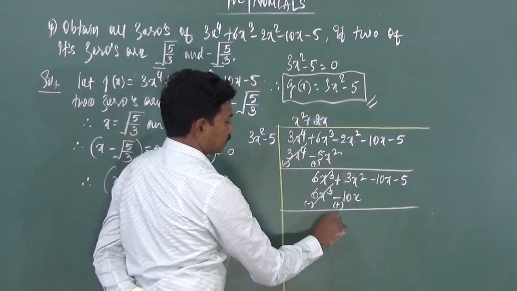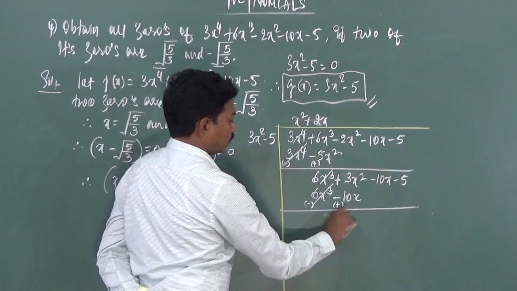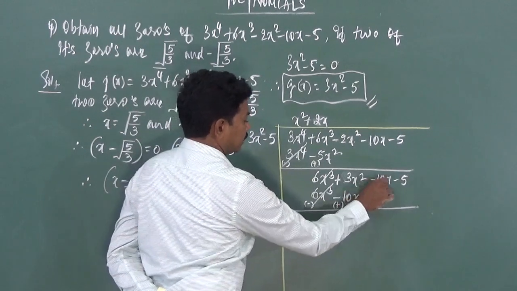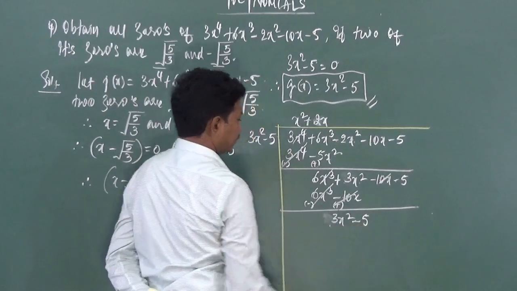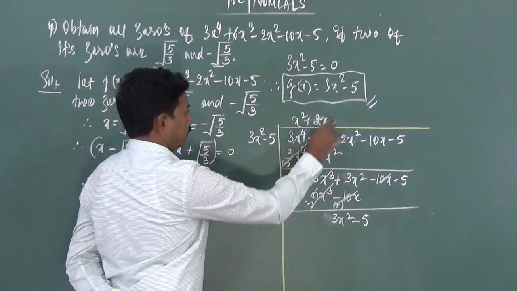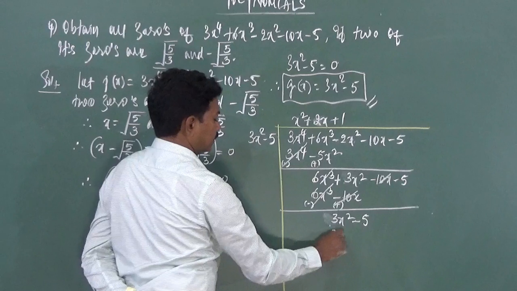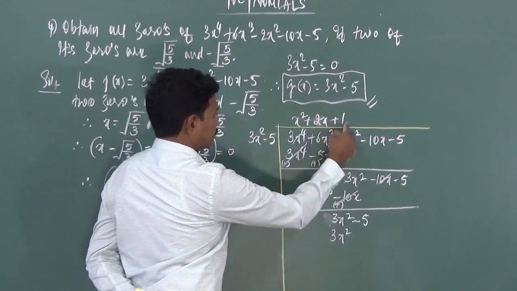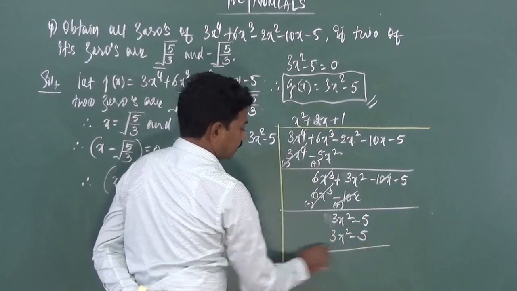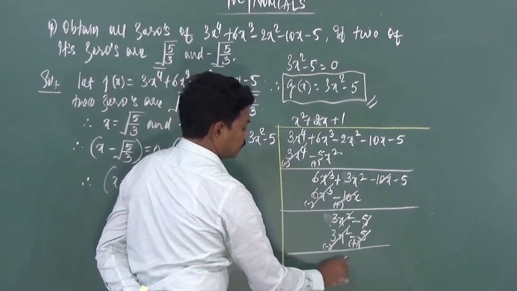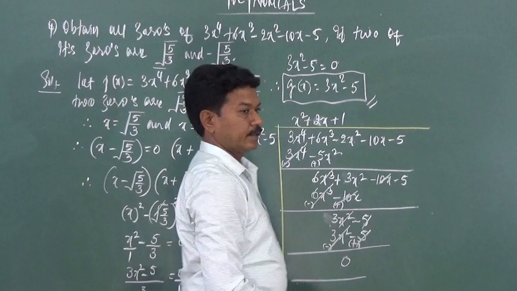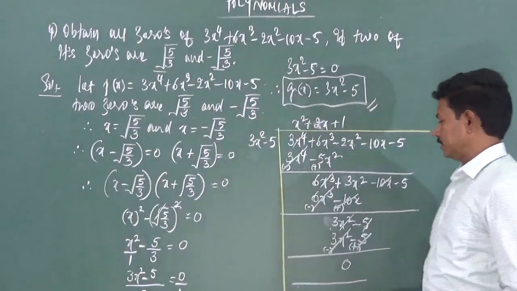So we will carry the same step, that is 3x square plus 10x minus 10x, they are going to get cancelled. So remaining is minus 5. So 3x square into 1 is 3x square, minus 5 into plus 1 is minus 5. So sign changes, so terms get cancelled, so remainder is 0. So compulsorily we have got the remainder as 0.